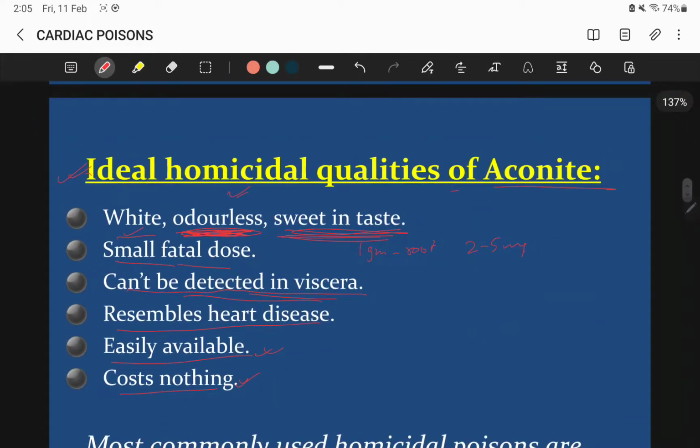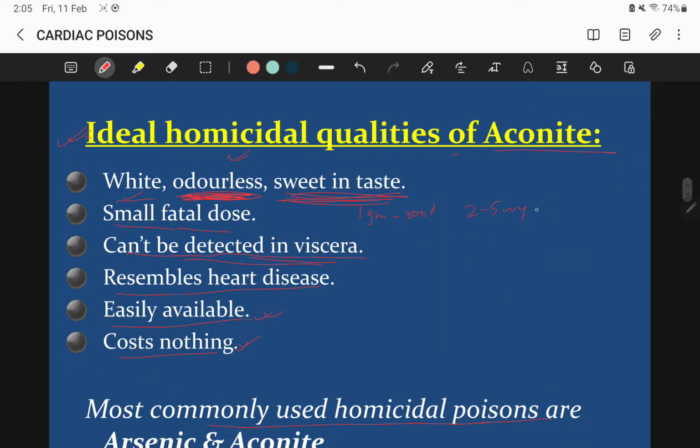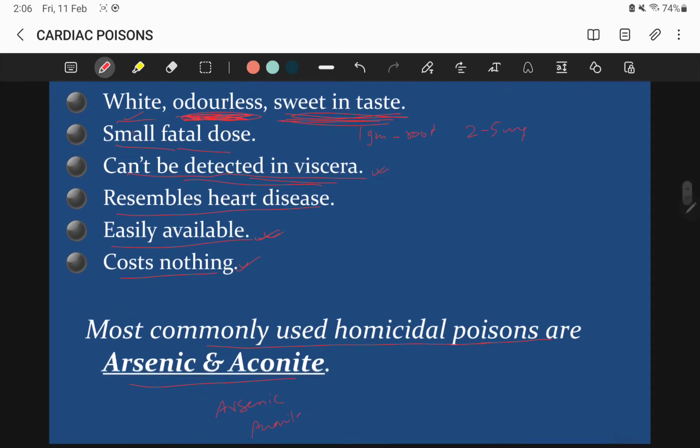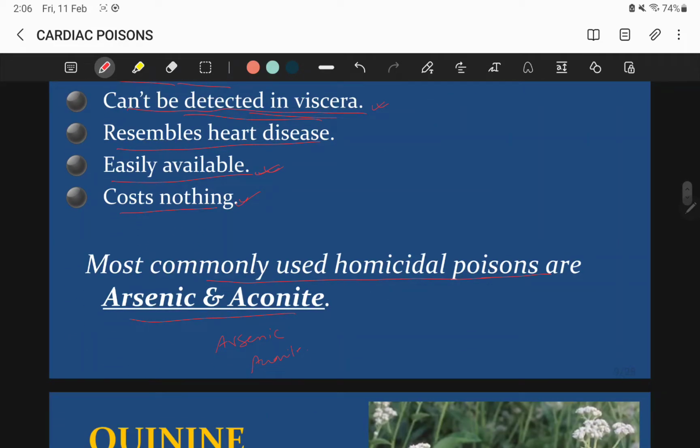Okay. So, what are the ideal homicidal qualities of aconite? It is white, odorless, and sweet in taste. Okay, that sounds like pretty good qualities to me. And then small fatal dose, and it can't be detected in viscera. Okay, so if you kill someone with aconite and they run so many tests, they can't find the toxins in viscera, and it will also resemble heart disease. Okay, so it is easily available and it will cost nothing. Okay, so this is a very important thing. These are the ideal homicidal qualities of aconite. And now we have to know that the most commonly used homicidal poisons are arsenic and aconite. Okay, so it's a very important thing.